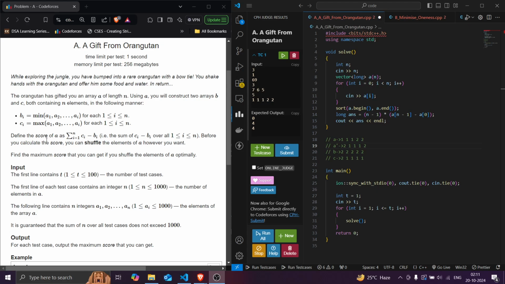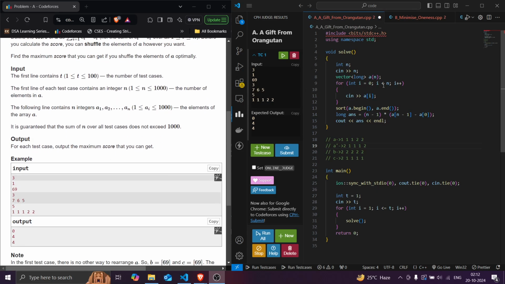And finally, we are also given a score. The score is basically the summation of all C_i minus B_i from i equal to 1 to n. One thing is that before calculating the score, we can shuffle the elements of A however we want. And finally, we have to maximize the score that we get after the shuffling, which we need to do optimally in order to maximize it. So this is the question.